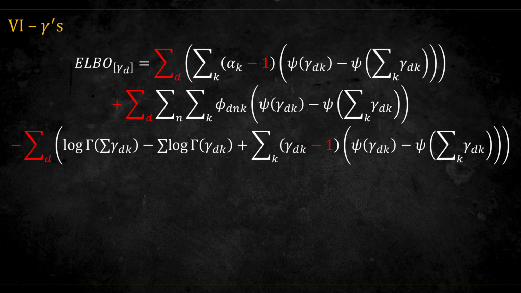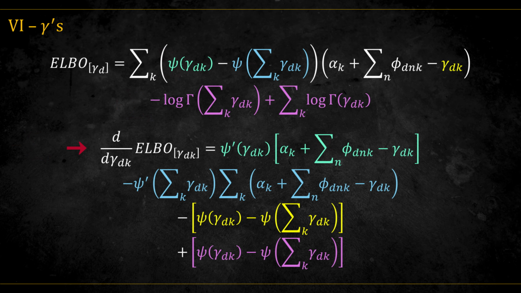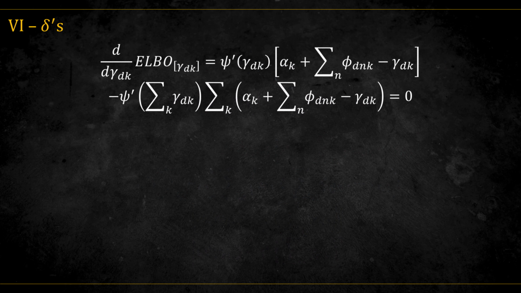We'll take the derivative with regards to each one of our variational parameters. Let's start with the gammas. Since we place different gammas per document, we can ignore the sums over document. Also, these -1s cancel each other. Grouping relevant terms, we end up with this. If we take the derivative, we get the following expression. Notice that the last two terms cancel each other. And so finally, we are left with this.